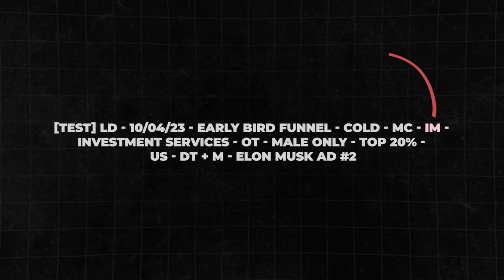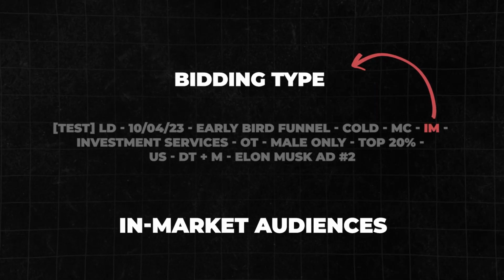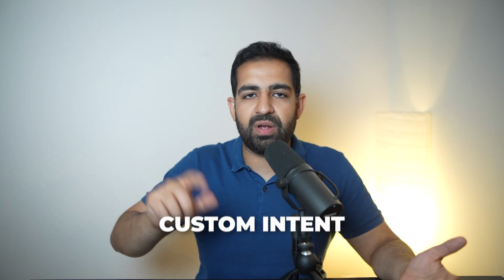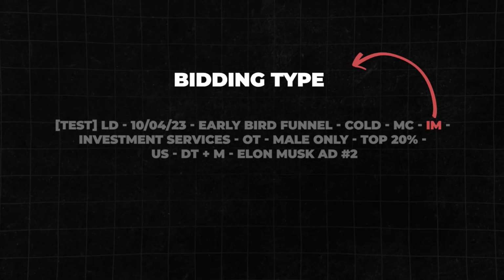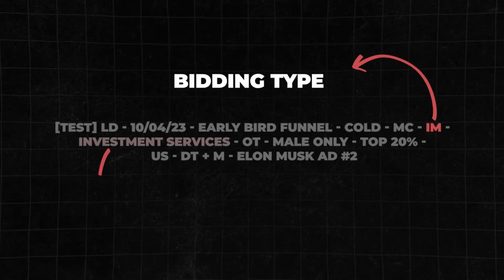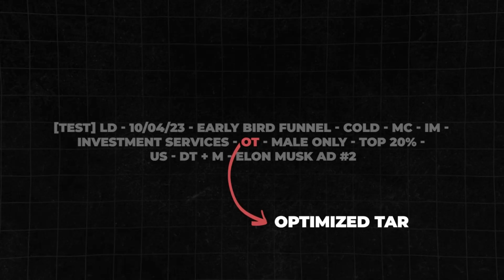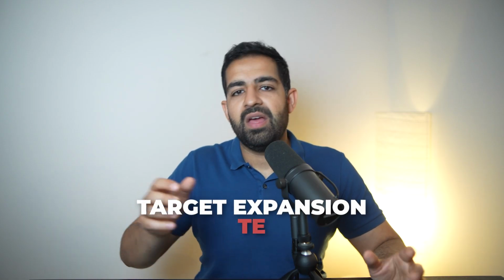So first off, we have the IM, in-market audiences. If you're doing keywords, that would be there. If you're doing custom intent audiences, you just put CI. So we obviously have the IM here for in-market audiences, and then we further specify what sort of in-market audience it is by investment services. Now, on some campaigns, we will also do optimized targeting. So that's what the OT does, or target expansion, so TE.